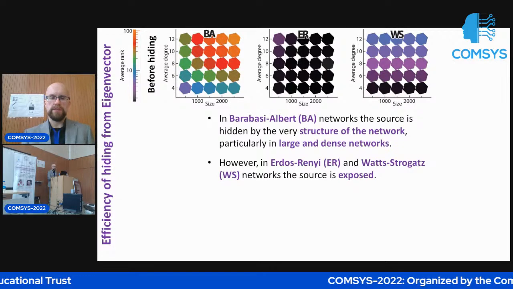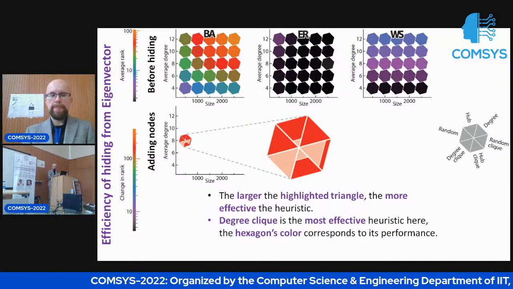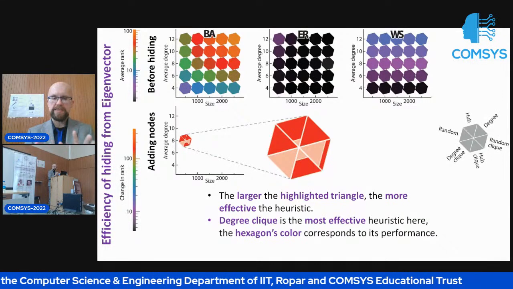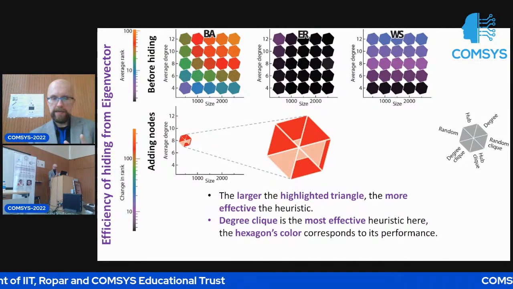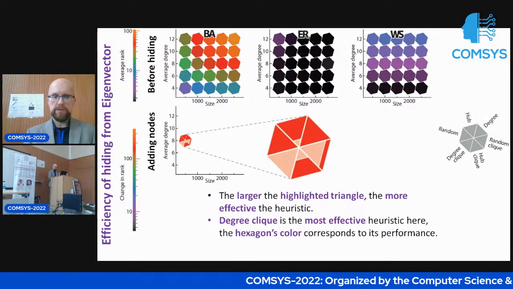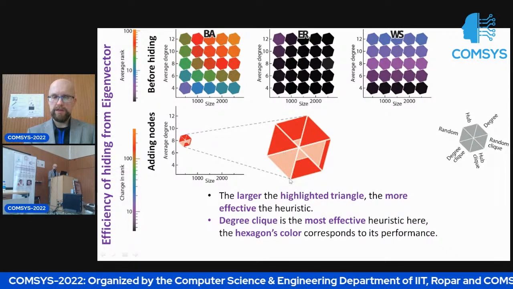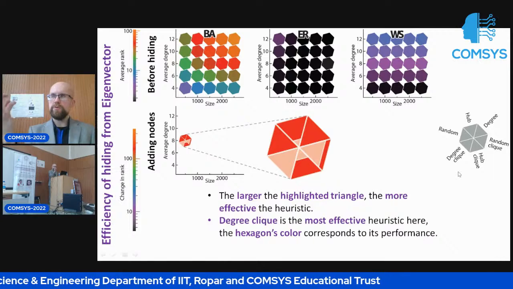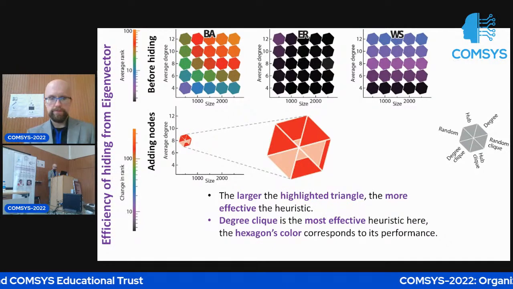So let's see some results of strategic hiding. First, of hiding by adding nodes. Okay, so for each of these hexes, the color of the hex corresponds to the best heuristic that we considered, and the larger the highlighted triangle, the more effective the heuristic. So for example, for this particular hex, the most effective heuristic, the one with the larger triangle, is the degree clique heuristic. So the heuristic in which we take a group of nodes, we connect them into a clique, and we connect each of them to different high degree nodes.